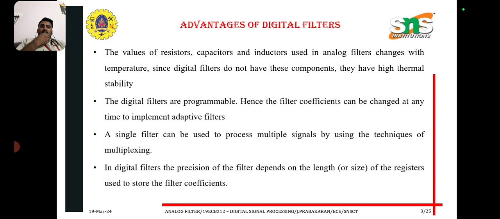Advantages of digital filters. The values of resistor, capacitor and inductor used in analog filters change with temperature. Since digital filters don't have these components, they have high thermal stability. Digital filters are programmable, hence the filter coefficients can be changed at any time to implement adaptive filters. A single filter can be used to process multiple signals by using the technique of multiplexing. In a digital filter, the precision of the filter depends on the length of the register used to store the filter coefficients.